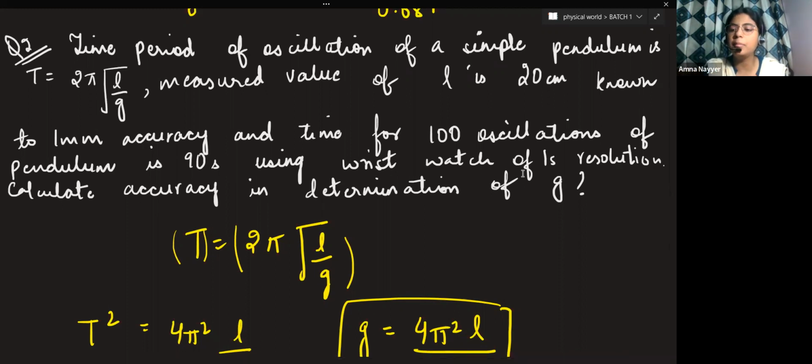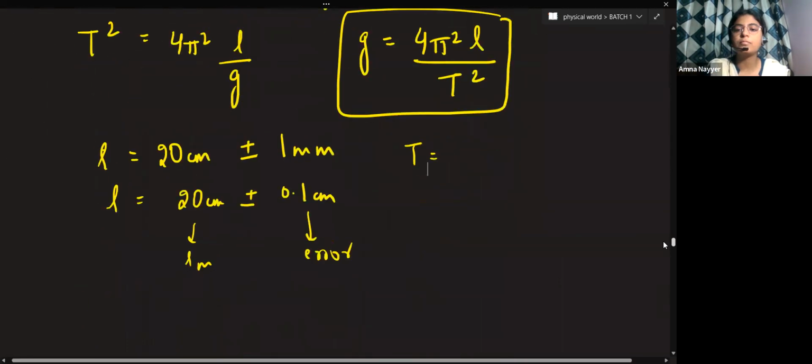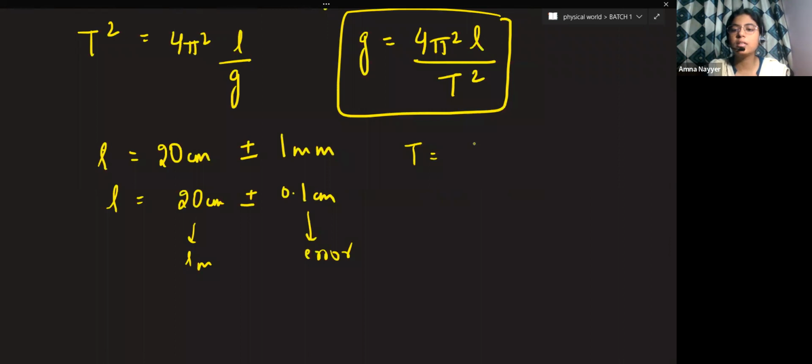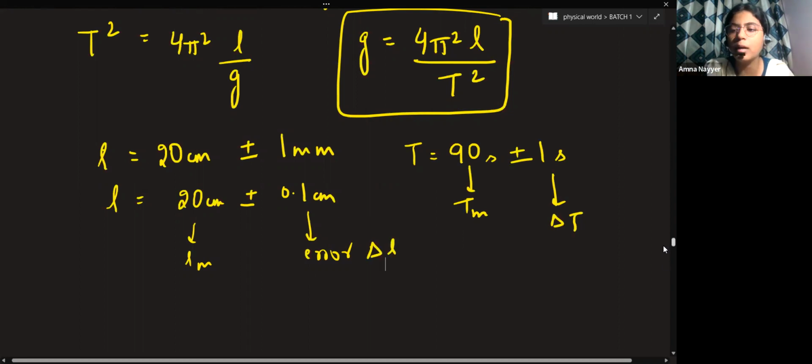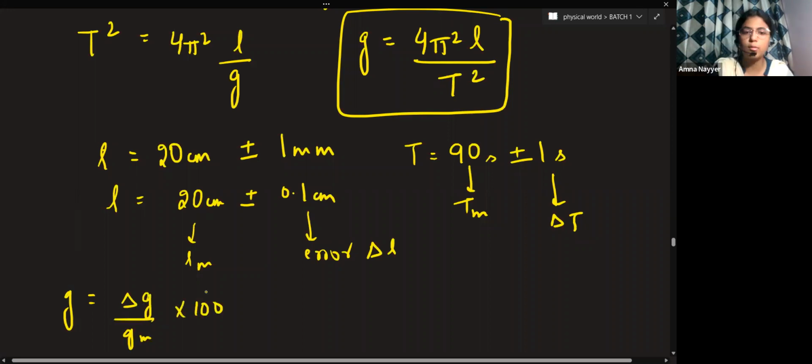So you have the time period also with you. The time period will be 90 seconds plus minus 1 second. So this is Tm, this is delta T. This is Lm, this is delta L. You have all the values with you. You have to calculate g's value, means you have to calculate the percentage error in g, means delta g by gm multiplied by 100. This you have to calculate.